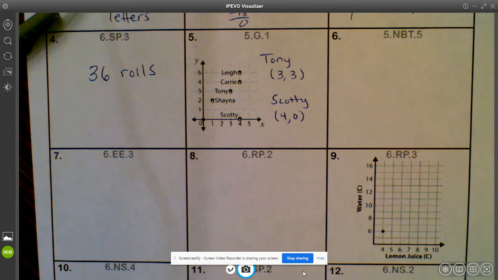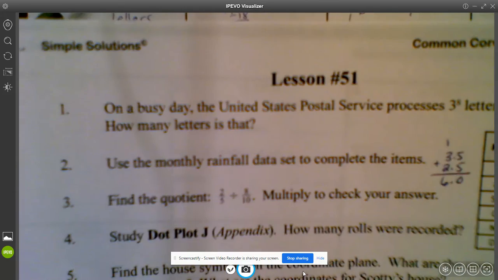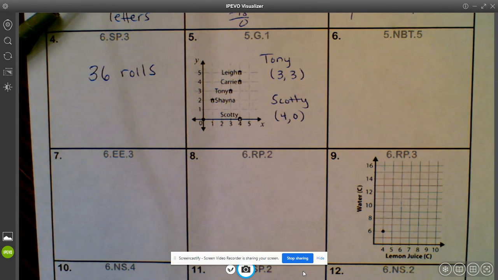Hello, boys and girls. We are going to complete your call to the post, your simple solution problems 6 through 10. You should have already attempted to do these problems on your own, just like we do for our bell ringers at school. And now we're going to go over the answers. So this is on lesson 51, which you should have. And we are going to do problems 6 through 10, those 5 problems.